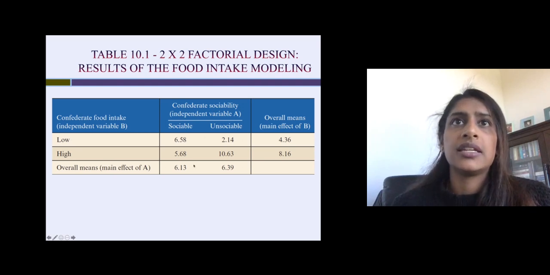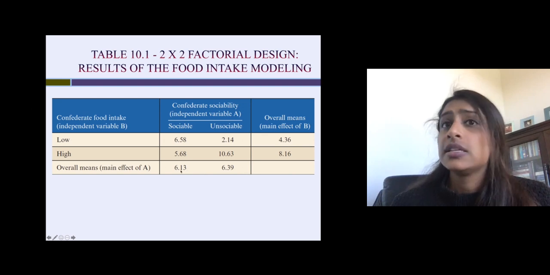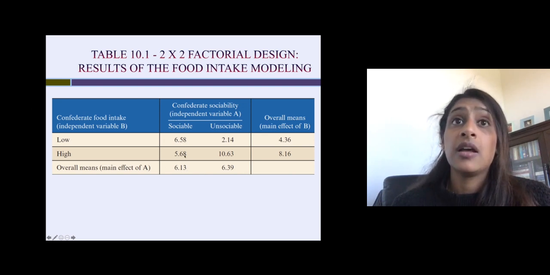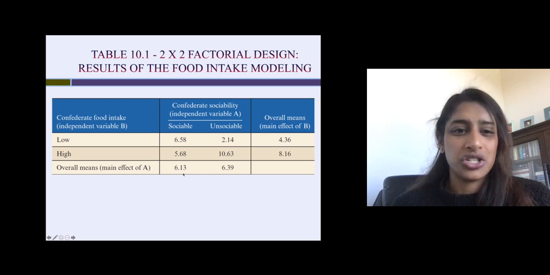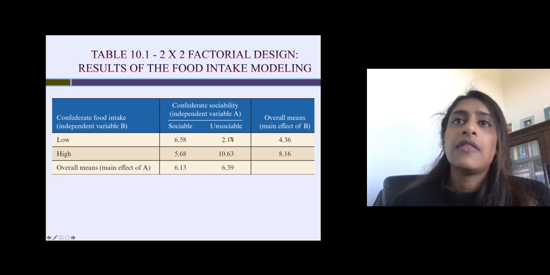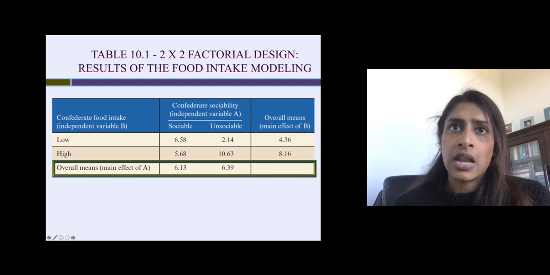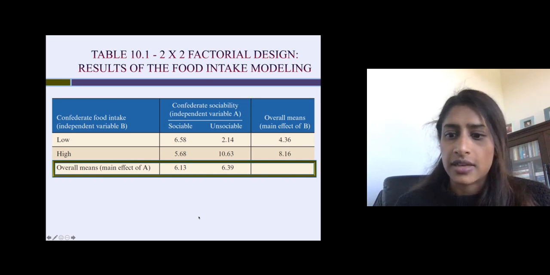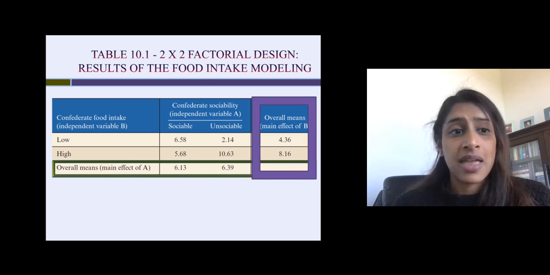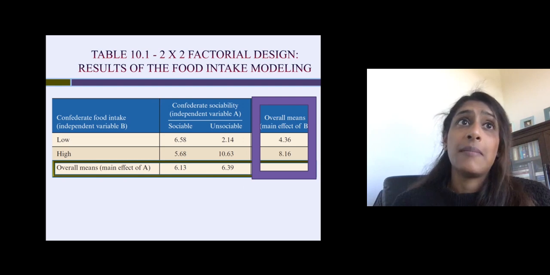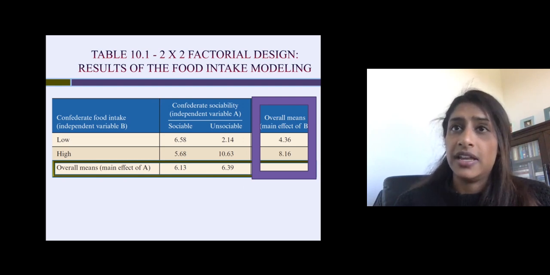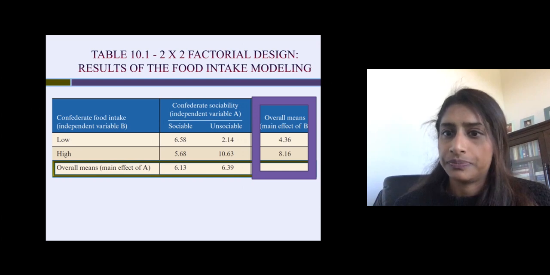When we plot and take a look at it down this way, we see our Confederate sociability. So we take 6.58 plus 5.68, we divide by 2, and we get 6.13. Then we take 2.14 plus 10.63, and we get 6.39. If we're looking at it this way, we would probably not say that there is a main effect by how social our Confederate is. But we would say that there's a main effect by how much food our Confederate eats, because these numbers are quite different from each other.